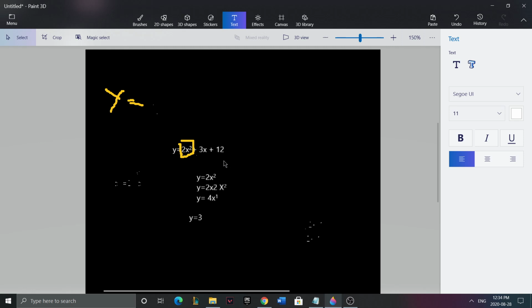So the derivative of this particular function is y is equal to 4x plus 3. And that's the slope of this particular curve.